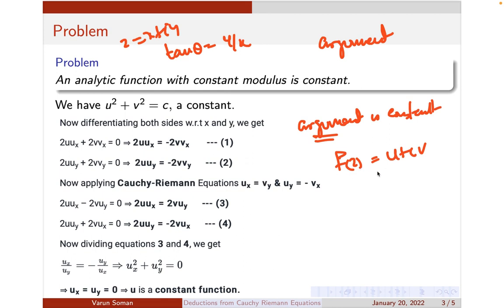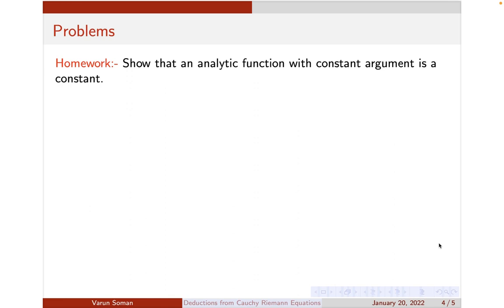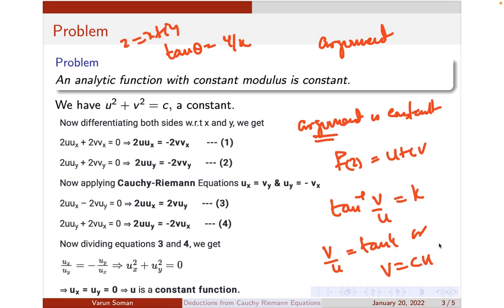And what is the argument of f of z? It is actually tan inverse of v by u, just as the argument of z equal to x plus iy is tan inverse of y by x. Here it is tan inverse of v by u, and it is given to you that this is a constant. I am going to call it some k, or I can write this as v by u is equal to tan k, or v is equal to some c into u, where c is a constant, I am calling it tan k. So this is the approach here.